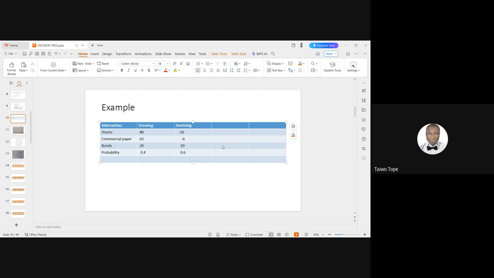But in case you are not too sure, you can still come up with 2 points, growing and declining. And when you solve backward, you discover your result will still be 20. That is cumulative for both growing and declining. Now, when it is growing for shares, what will be your associated probability when it is growing? 0.4.